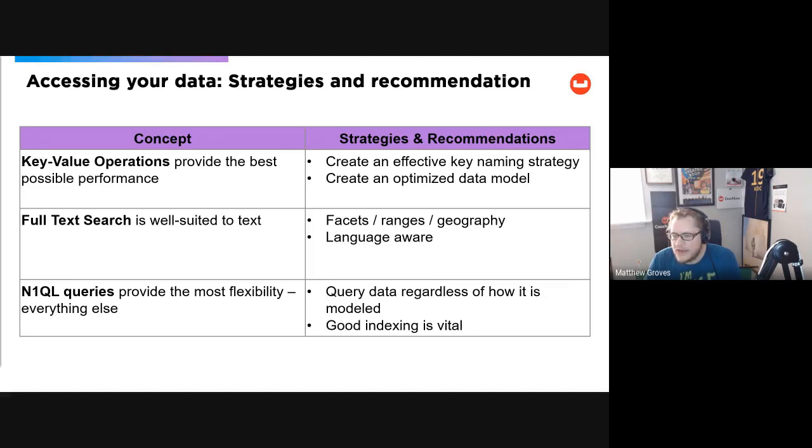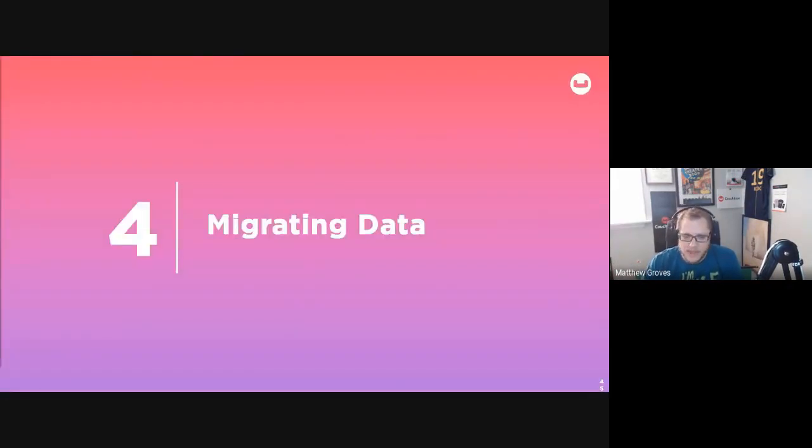And then a query, whatever query language your database supports. Couchbase is N1QL, Firebase, whatever. I don't know if they have a name for it, but the Firebase language or the Mongo language, for instance. Those are going to provide the most flexibility, but you have to have really good indexing to get good performance out of those. So I would take key value into consideration the most when you're doing modeling. Just understand you can fall back to other query methods if you need to get that flexibility out of there. Okay, that was the biggest section, I think, of the presentation.